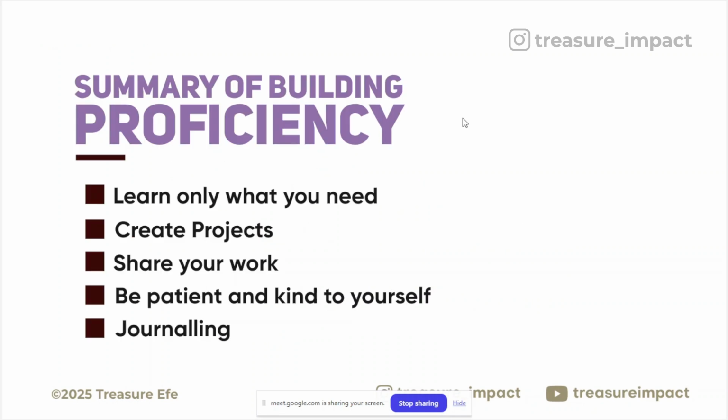So in summary, to build your proficiency, pick and learn only what you need, create as many projects as possible, share your work. Don't keep your work in a vacuum and think you're improving. No, share your work. And one more thing about sharing your work, you don't just share it with the internet. If you have friends that are also learning with you, share with your friends. If you have a mentor that is training you, share with your mentor so they can critique you and give you feedback. So share your work, don't work in a vacuum. Fourth, be patient with yourself, and finally, journal as well to build your proficiency.